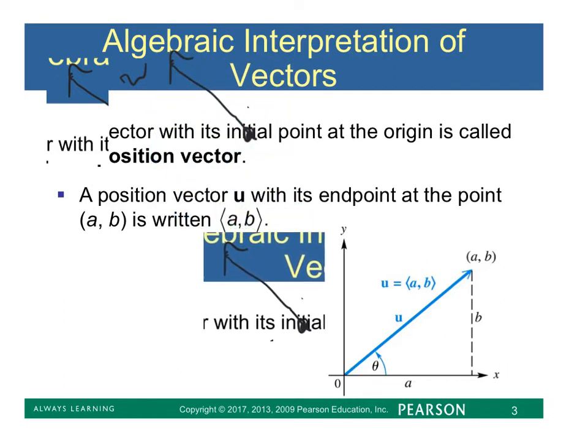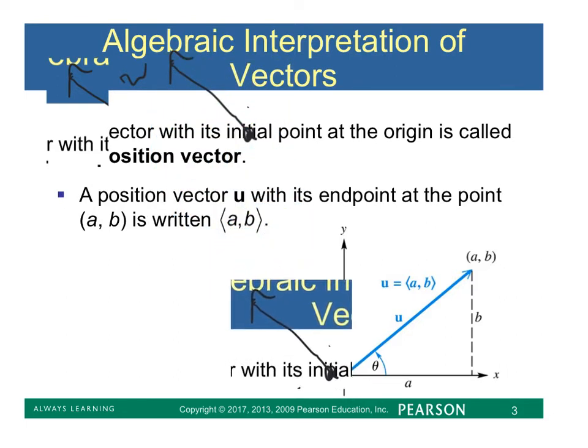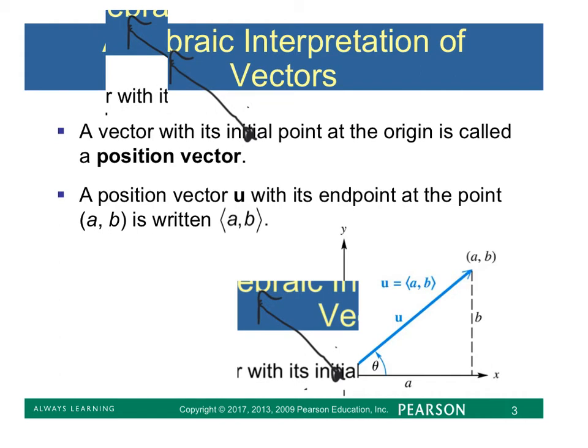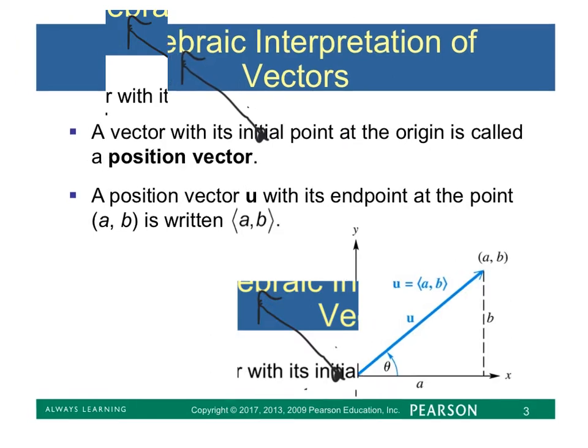Take this vector and slide it straight down without turning it and moving it to the origin. That would be a position vector. It's starting at 0, 0. Okay. We usually name the vector when we are talking about these position vectors.